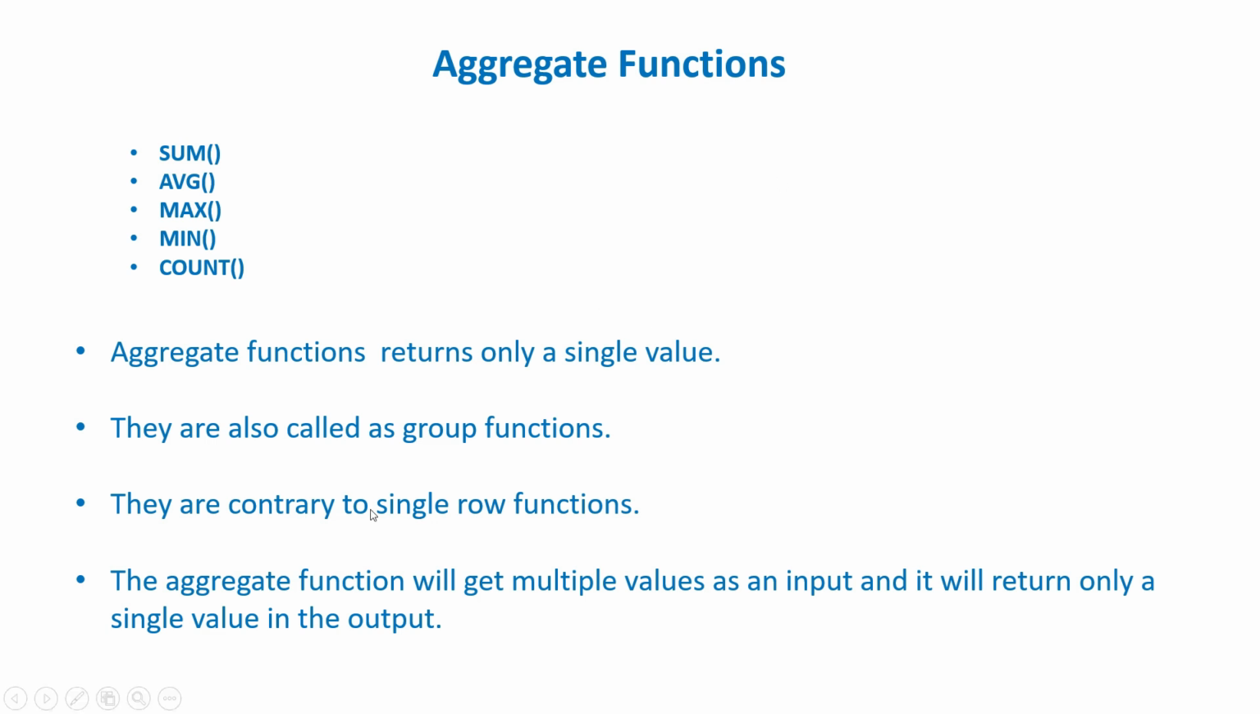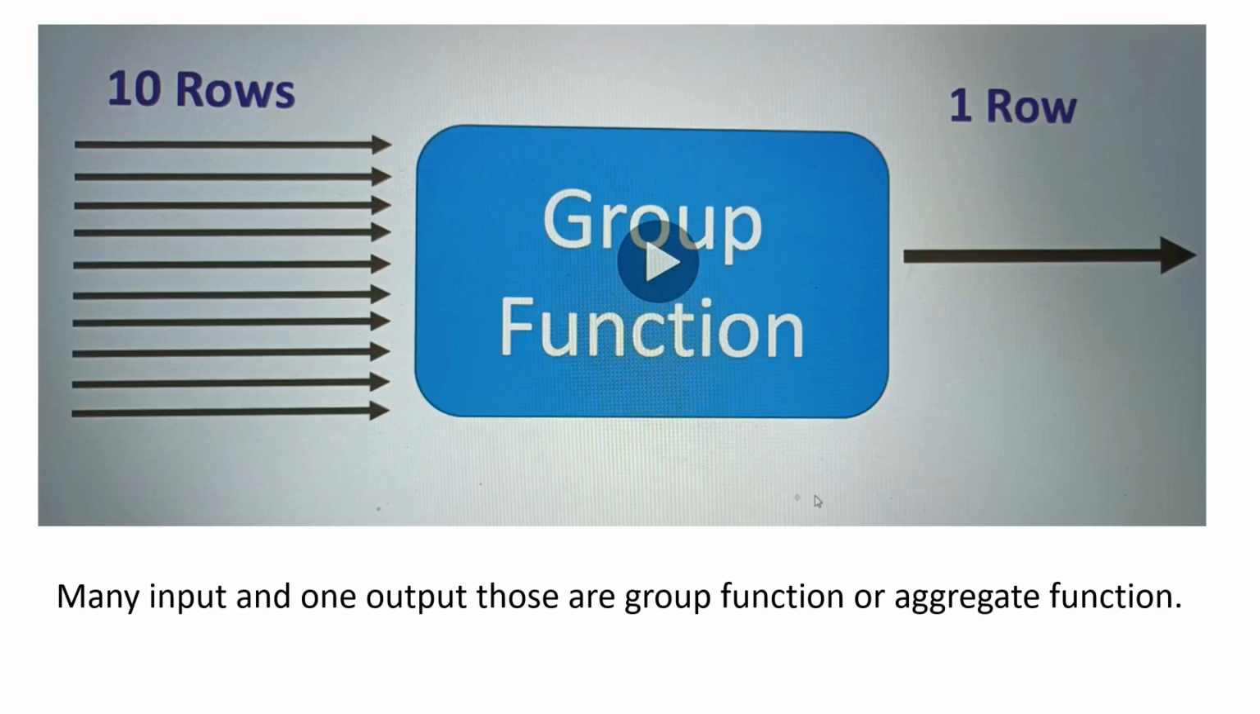Alright, and the aggregate function will get multiple values as an input and it will only return you a single value in the output. You can understand this thing from this diagram. At the input side, I'm giving 10 rows and at the output, I'm only getting a single row as an output. Many input and only one output as far as aggregate function is concerned, right?